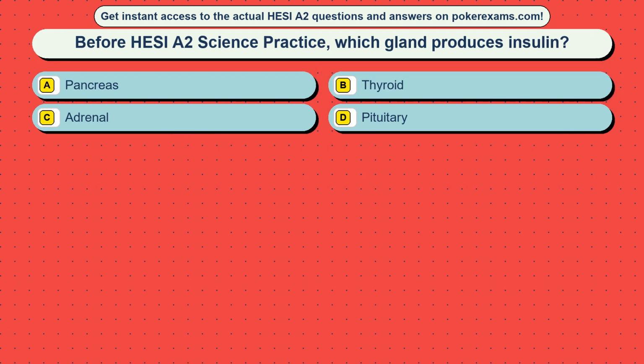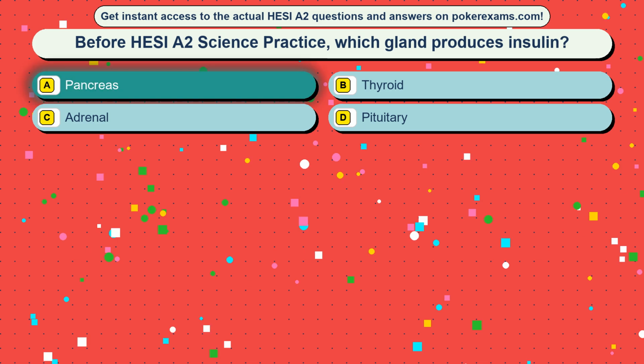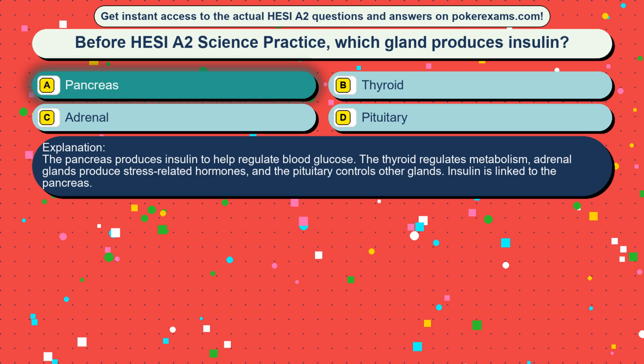Question 5. Before HESI A2 Science Practice, which gland produces insulin? Option A, pancreas. Option B, thyroid. Option C, adrenal. Option D, pituitary. The correct answer is option A, pancreas. The pancreas produces insulin to help regulate blood glucose. The thyroid regulates metabolism, adrenal glands produce stress-related hormones, and the pituitary controls other glands. Insulin is linked to the pancreas.